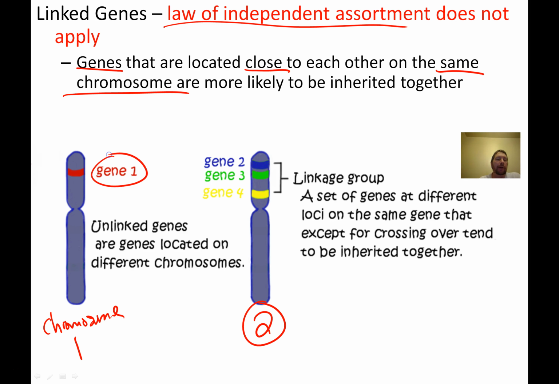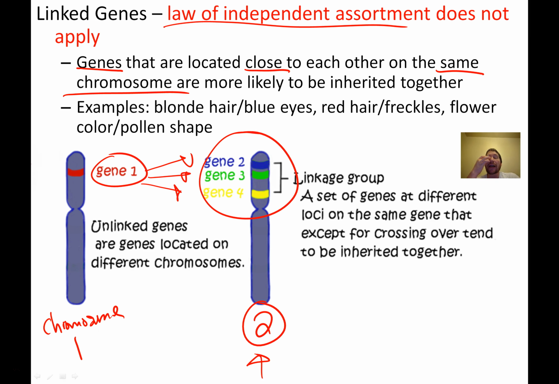Well, gene 1 here is only found on chromosome 1, and it is going to be inherited completely independent of 2, 3, and 4. We're not going to see any linkage between gene 1 and genes 2, 3, and 4 because they're on different chromosomes. But these three genes right here, 2, 3, and 4, we would expect to find them together more frequently because all three of them are on chromosome number 2.